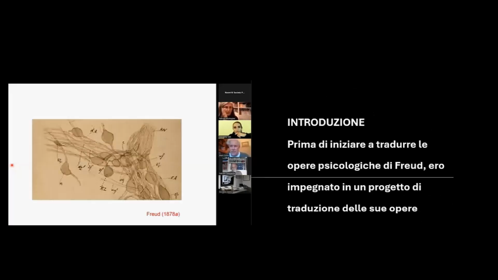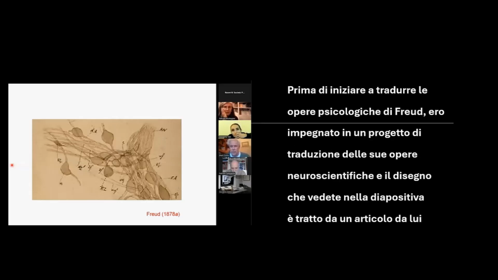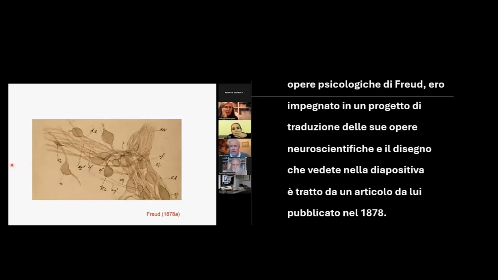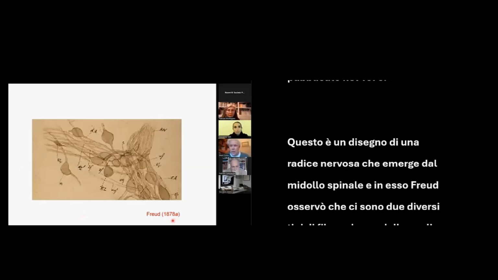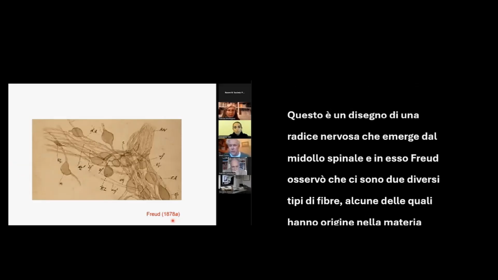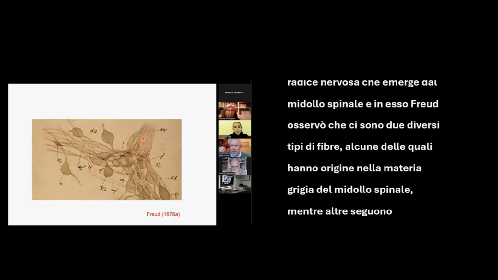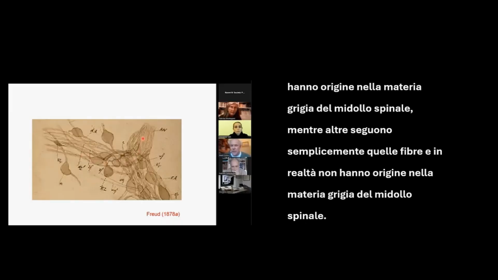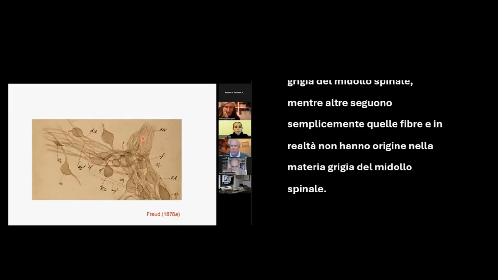Before I began translating Freud's psychological works, I was engaged in a project to translate his neuroscientific works, and the drawing that you're seeing on the slide is drawn from a paper he published in 1878. This is a drawing of a nerve root emerging from the spinal cord, and in it, Freud observed that there are two different types of fibers. Some of them originate in the gray matter of the spinal cord, and others just follow those fibers and don't actually originate in the gray matter of the spinal cord.